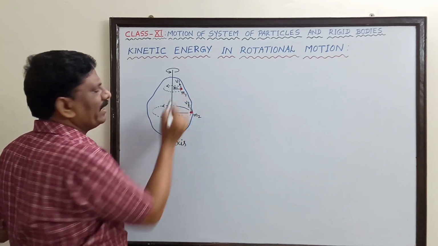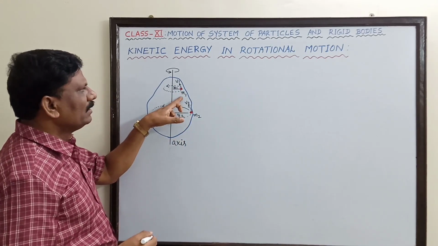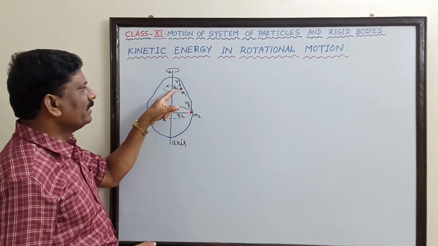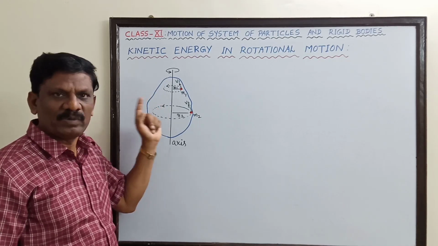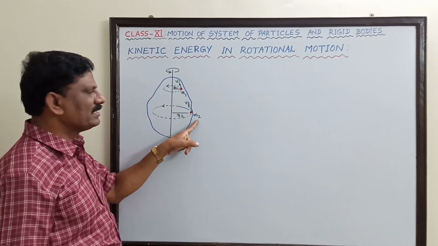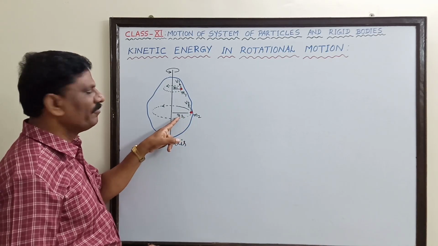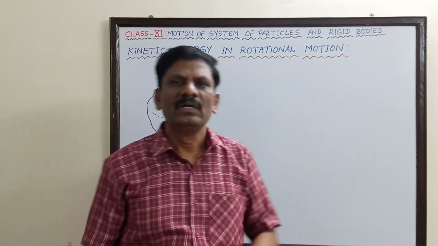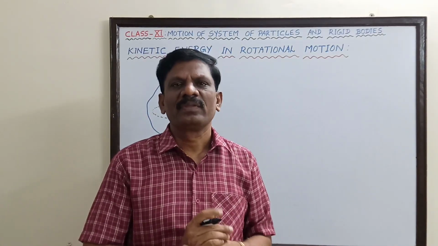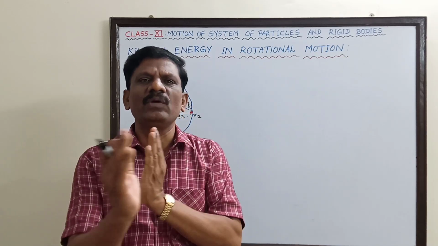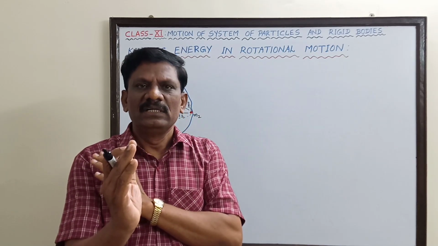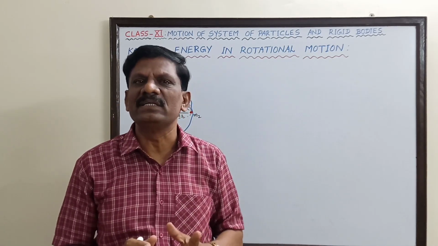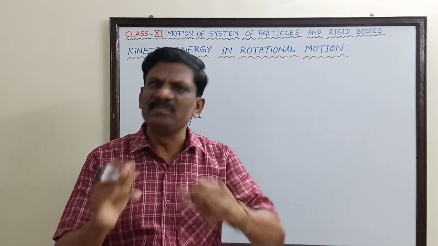So I have taken particle number 1, its mass is m1 and its linear velocity is v1 tangential to the circle, and its radius of the circular path is r1. Similarly, another particle of mass m2 is at a distance of r2 from the axis, its linear velocity is v2. Look at these two particles now. When the entire rigid body completes one full rotation, in the same time these two particles of mass m1 and m2 must have completed circular motion in the same time.